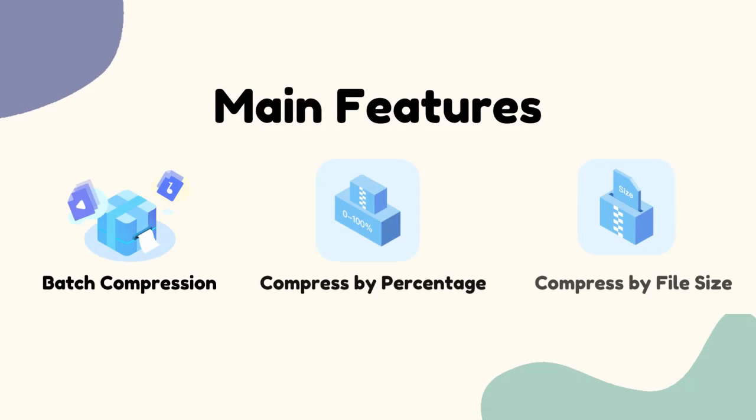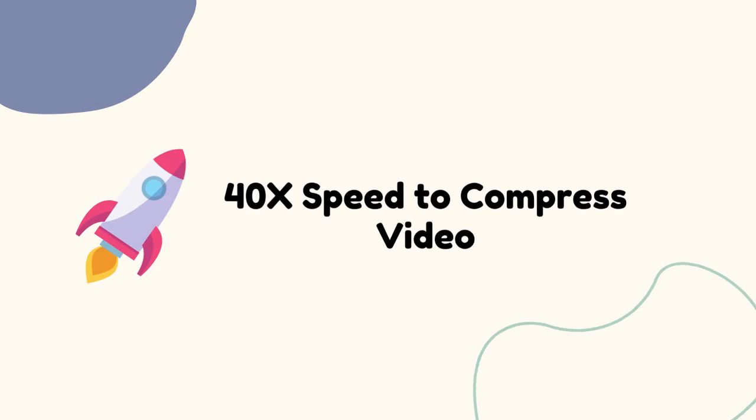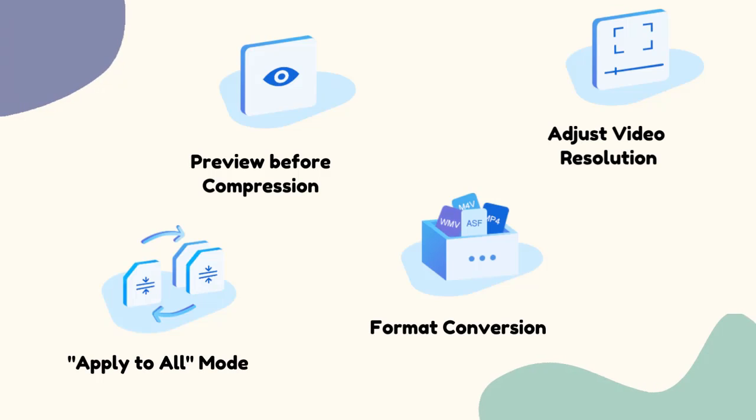Well, it supports batch compression to deal with multiple video files at the same time. There is dual mode it has to initiate compression, including compress by percentage and compress by file size. Best of all, you can enjoy 40x high speed to compress video, which is really efficient. To improve the whole compression experience and give yourself more freedom, you can even preview video files before compression, adjust resolution, use Apply to All mode, and convert format to your desired one.